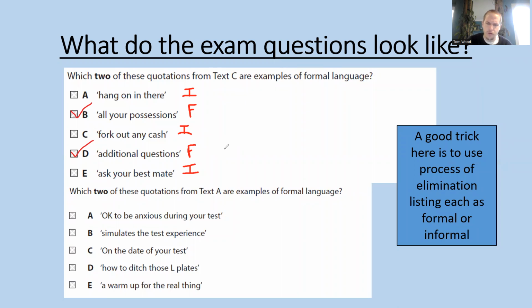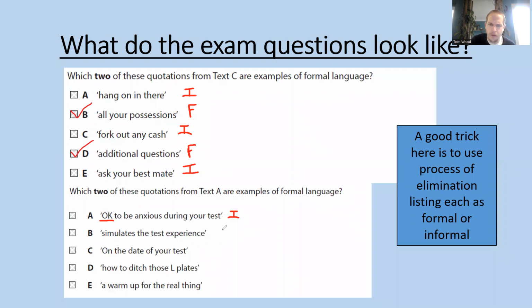Okay to be anxious during your test. That's quite a tough one. Anxious is a word that we don't see that frequently. It could be quite a formal kind of language. But the thing here is going to be the use of okay. It's quite an informal way of asking people how they're doing. That would tell me that it leans more towards informal than formal. But I'd probably be on the fence with this one. I'd probably put a pin in that and maybe come back to it later.